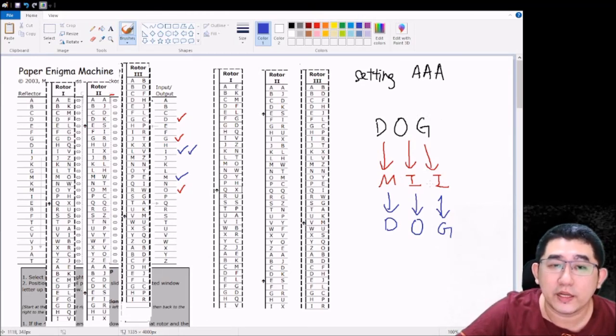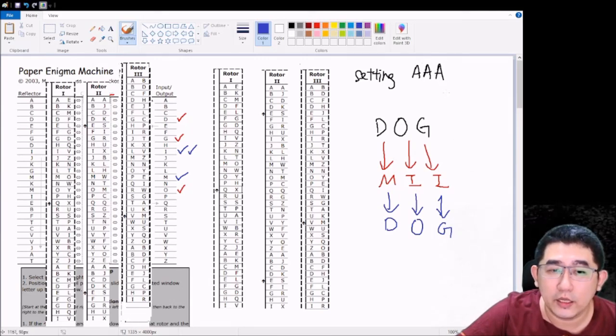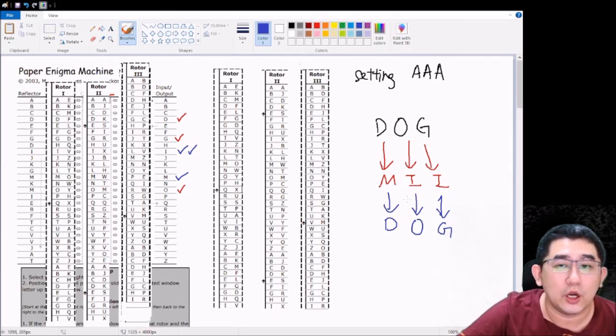So you can send out the MII to your recipients. The recipients can reset the setting to AAA, then decode it into DOG again. You are welcome to print out the file and cut it out just like I explained earlier, and play along with its different settings.